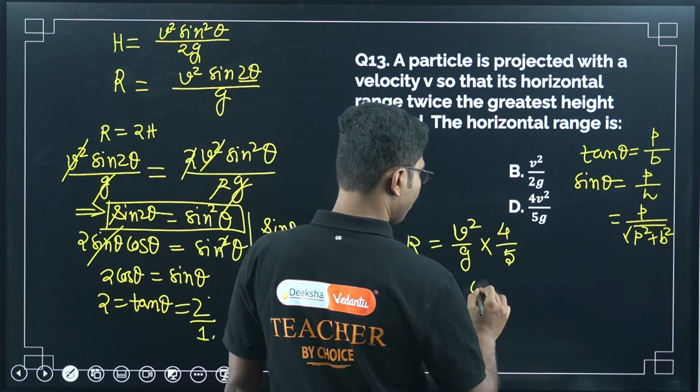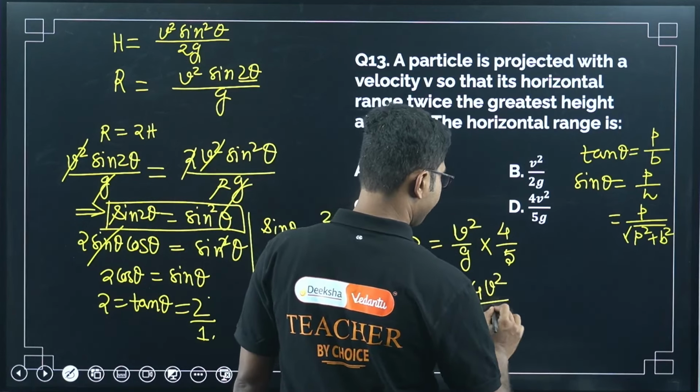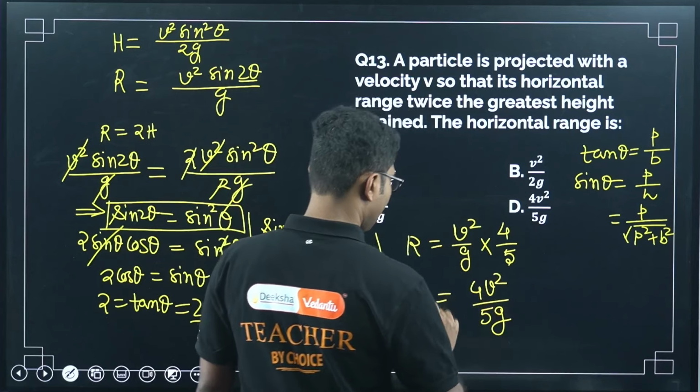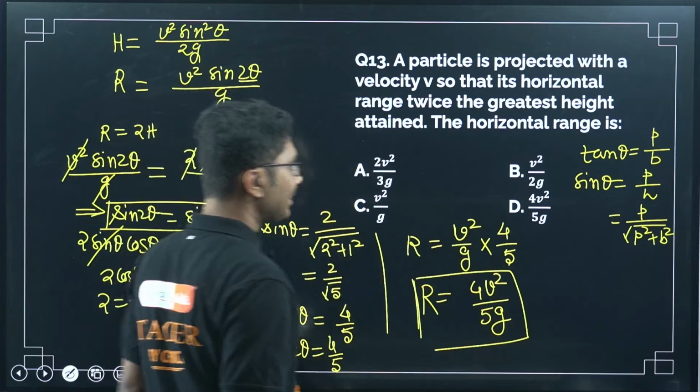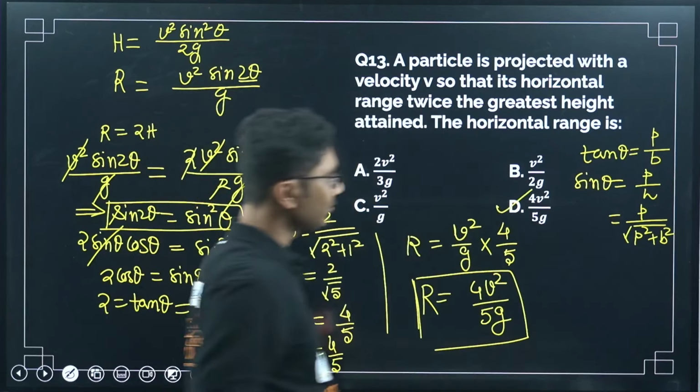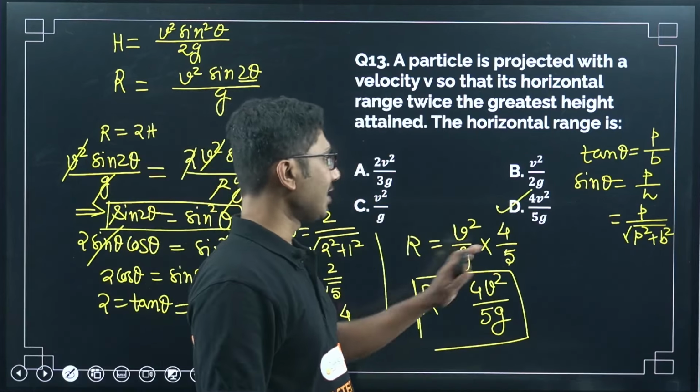Okay, so 4v square by 5g. 1g, 2g, 3g, 4g, 5g. So this is the 5g generation. So 4v square by 5g is the answer.